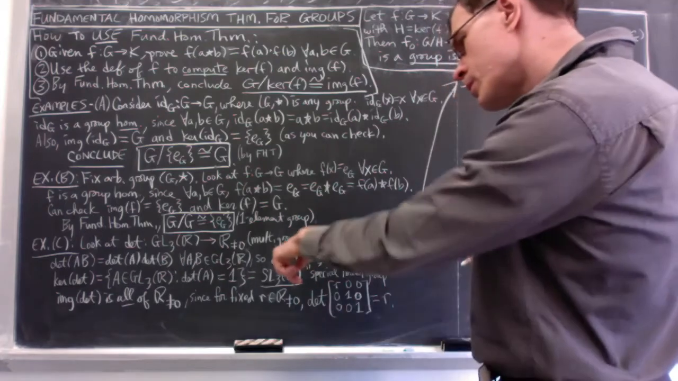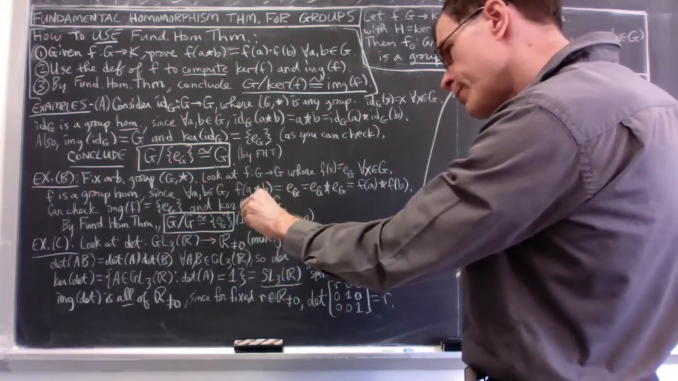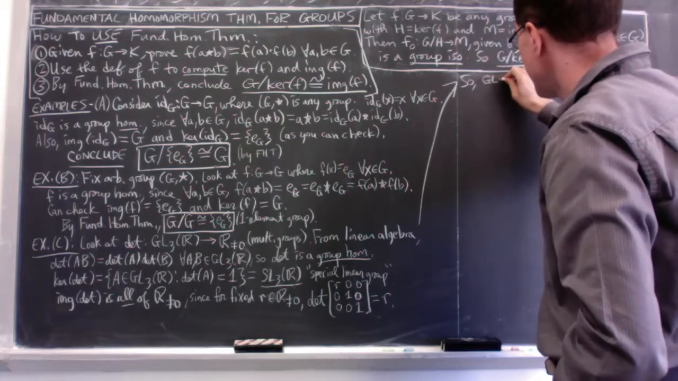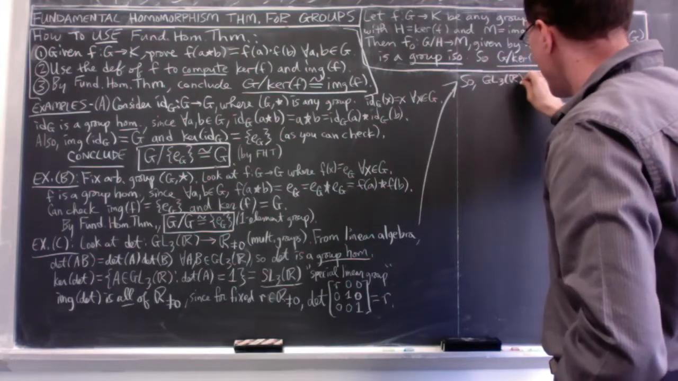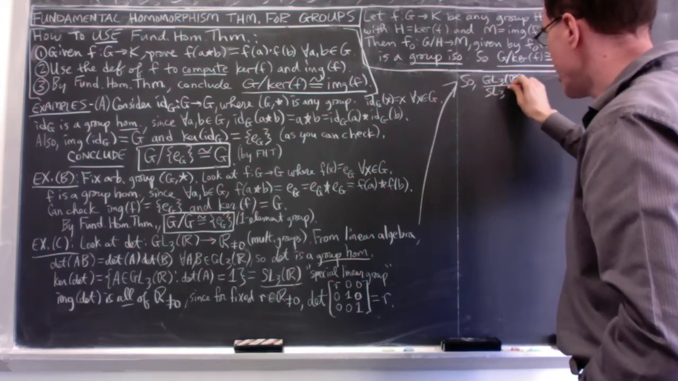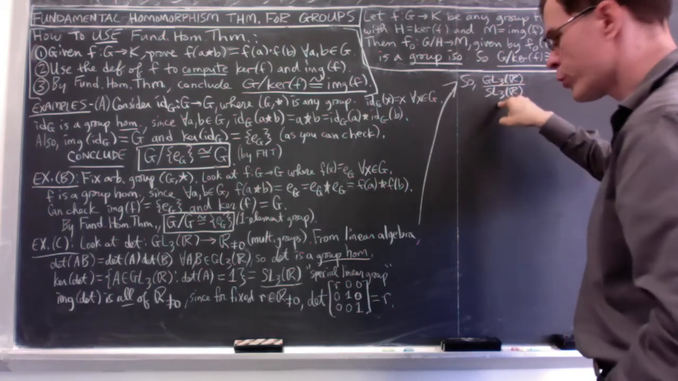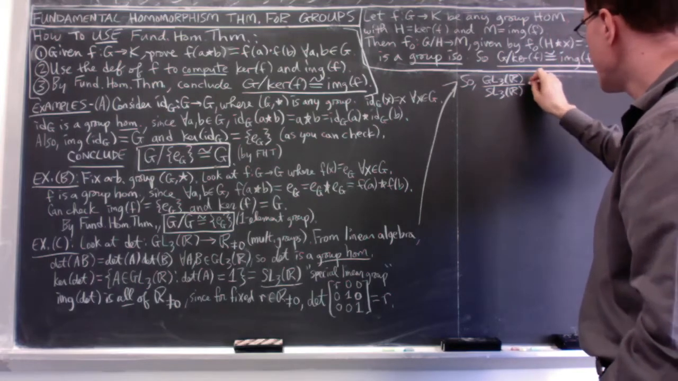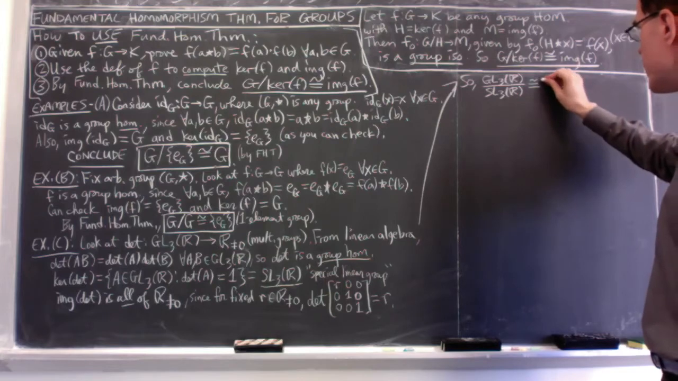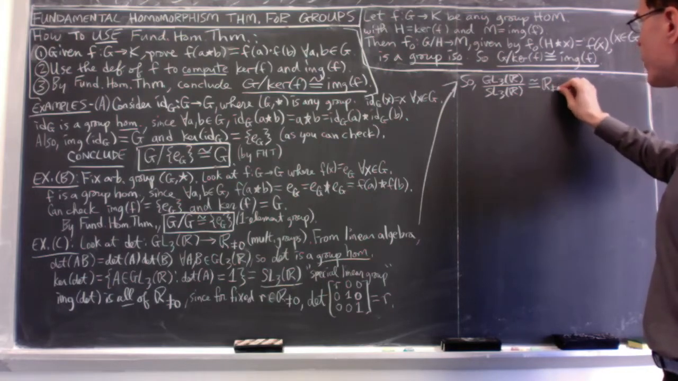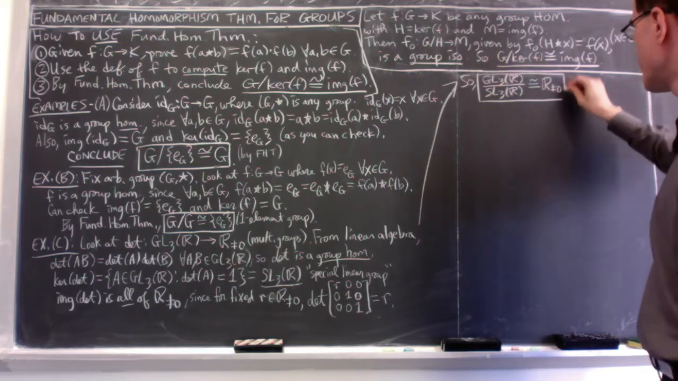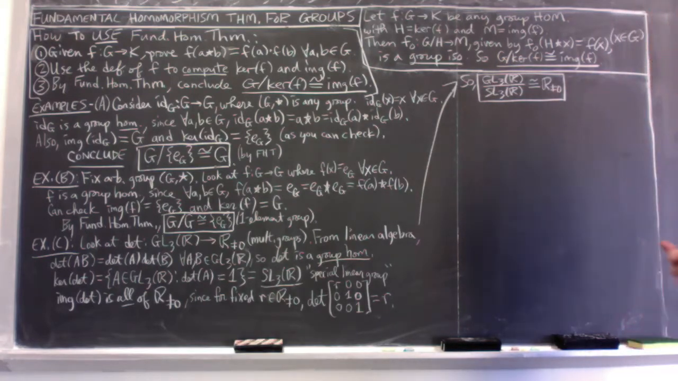So, now that we've identified the kernel in the image, we get a rather interesting quotient group isomorphism. GL3R, all invertible 3x3 matrices, if you quotient out the SL3R, the determinant 1 matrices, that weird-looking quotient group is nothing other than the group of non-zero real numbers under multiplication. Isomorphic to that group, I should say.